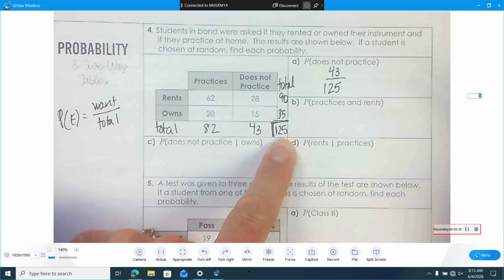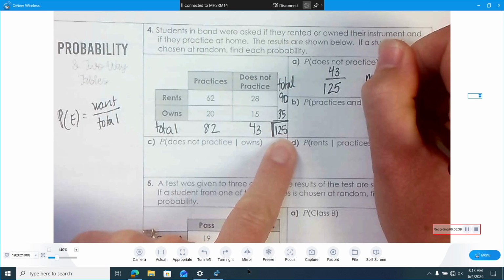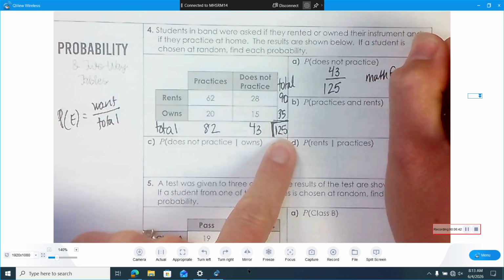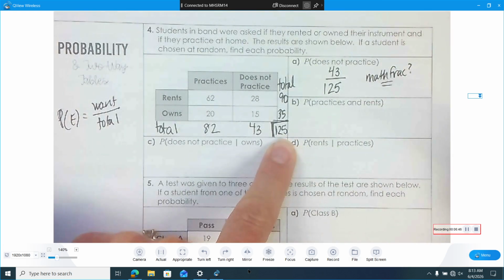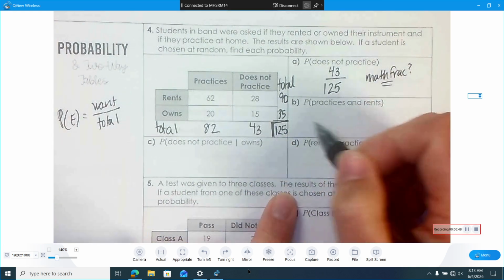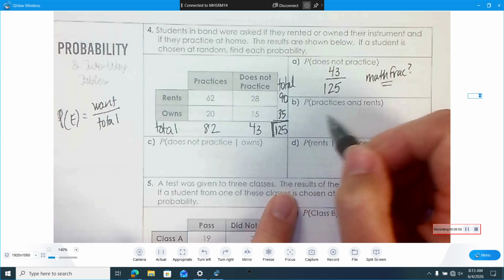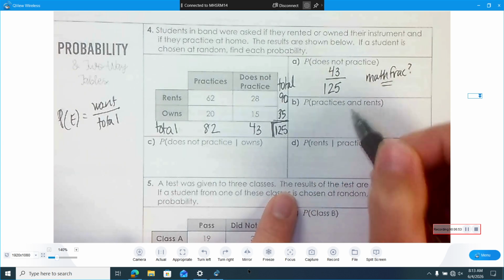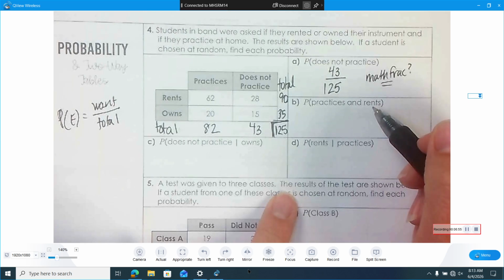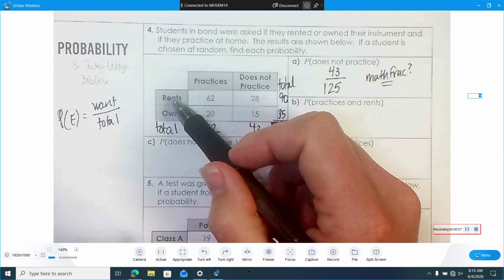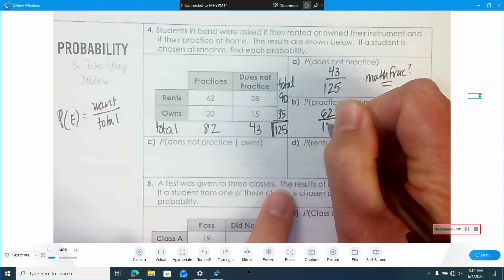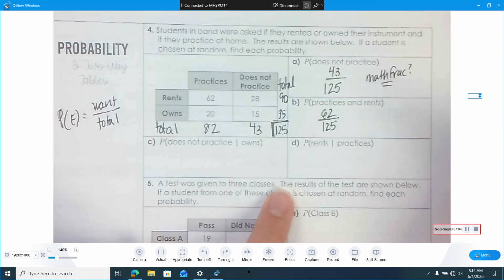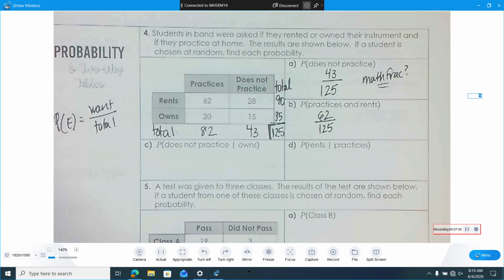I think most of the problems in Delta Math, you can just put in a fraction. Maybe you'll need to math frac. I don't know. But a fraction is great. It tells us everything we need to know. All right. What's the probability that a student practices and rents their instrument? 62. Practices and rents, that's 62 kids. So 62 out of 125. And again, that could possibly be reduced. Maybe not. I don't think so.